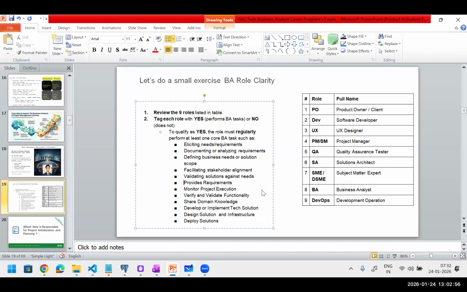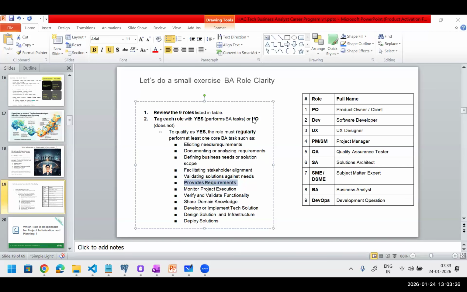You can type your answer. I'm asking you, so who is going to provide the requirements? Just quick. Who is going to provide the requirements? Please, I wanted to see. It's not about the answer, I wanted to see whether you are active.